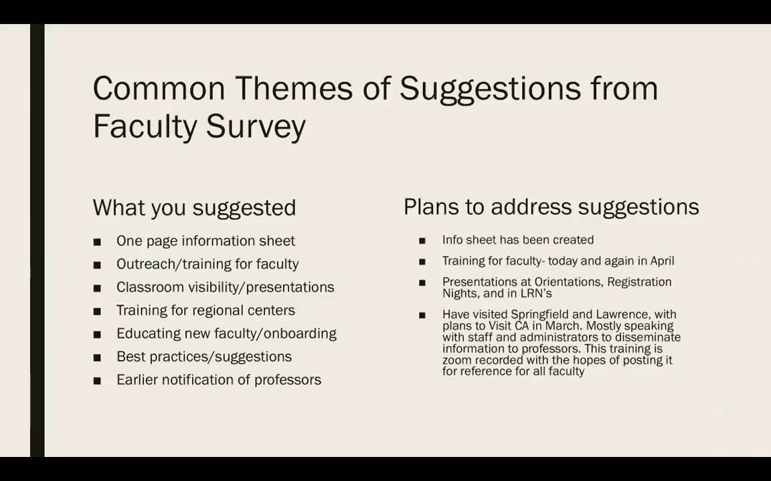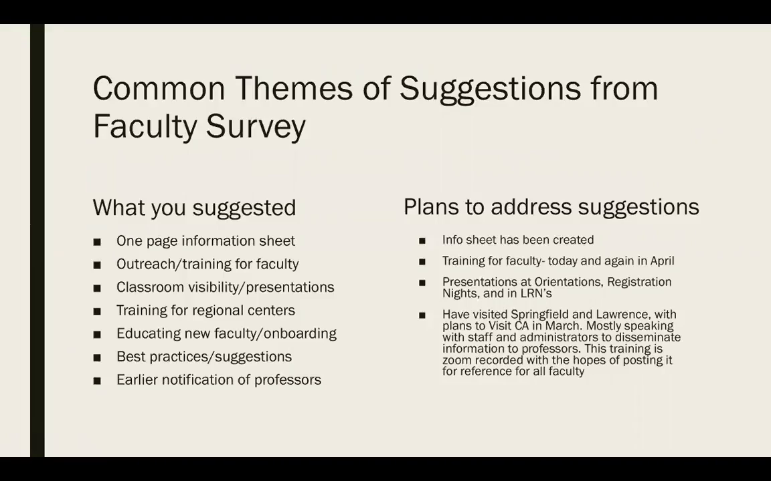I wanted to go over some common themes of suggestions from the faculty survey. Some things that you all suggested included a 1-page information sheet for faculty, outreach and training, classroom visibility and presentations, training for regional centers, educating new faculty, onboarding, best practices, suggestions, and earlier notification of professors. And I wanted to really just take a couple minutes to explain to you all the different plans in place to address some of those suggestions.